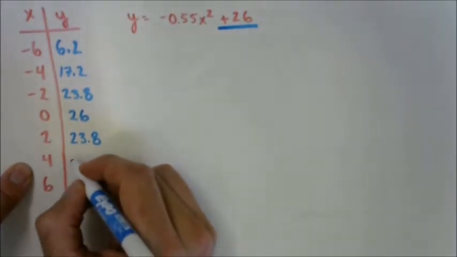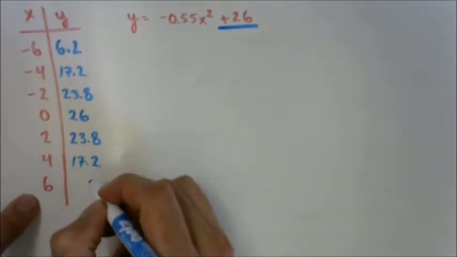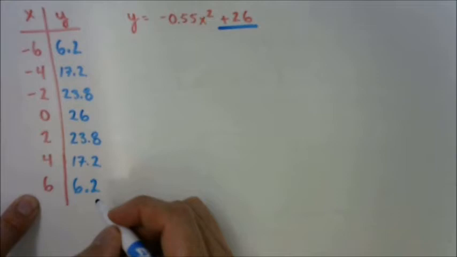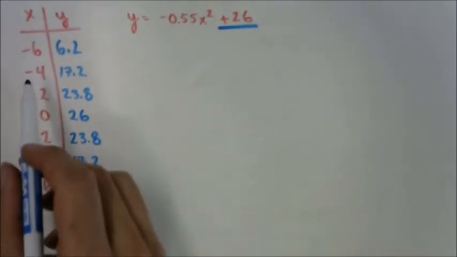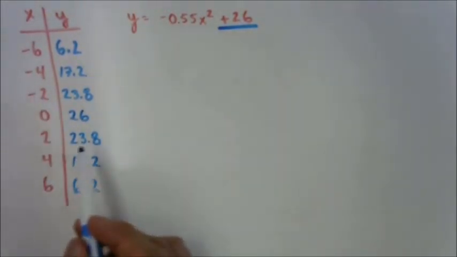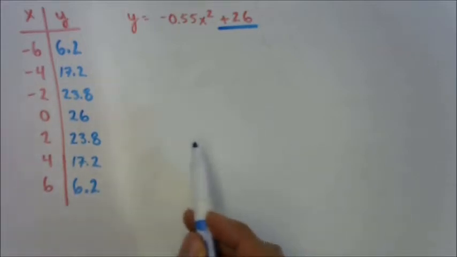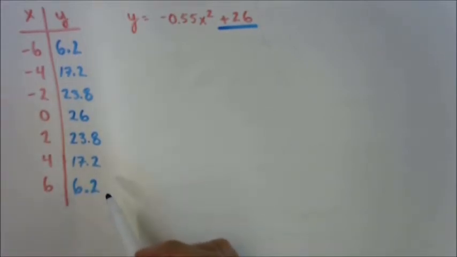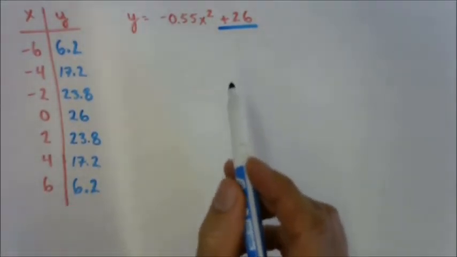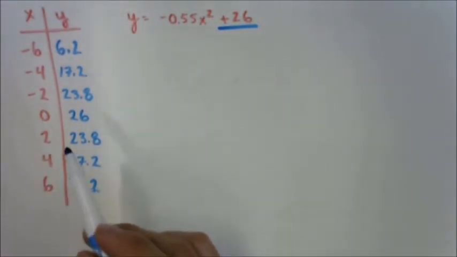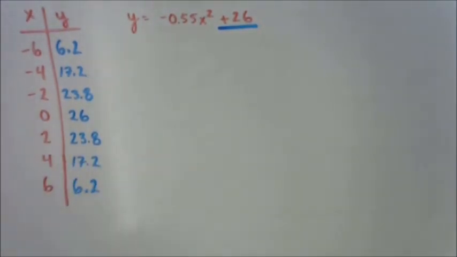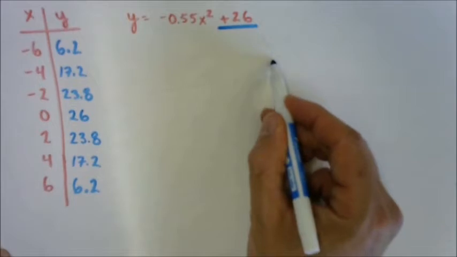If you put in 4, you'll get 17.2. If you put in 6, you'll get 6.2. Where x is the horizontal distance from the middle of the hallway, and the y value is the maximum height with respect to x. So now we have enough information that we can plot some of our points.